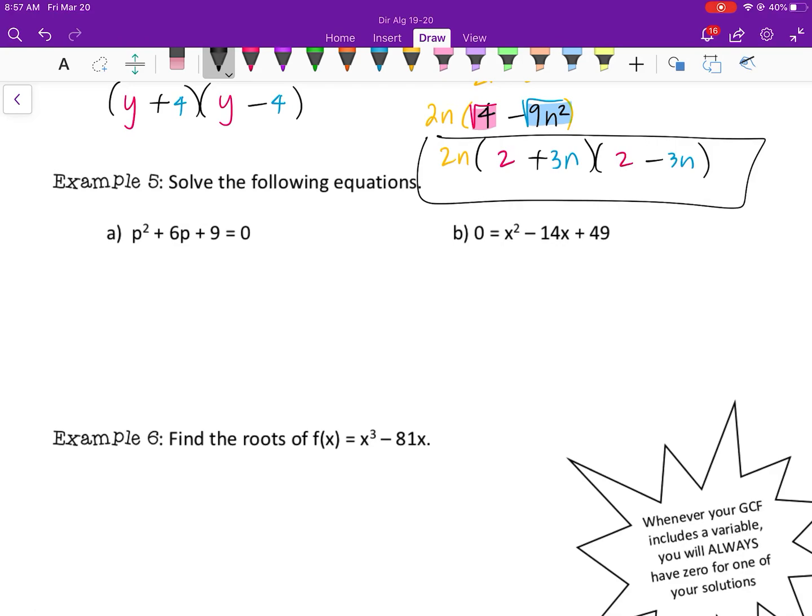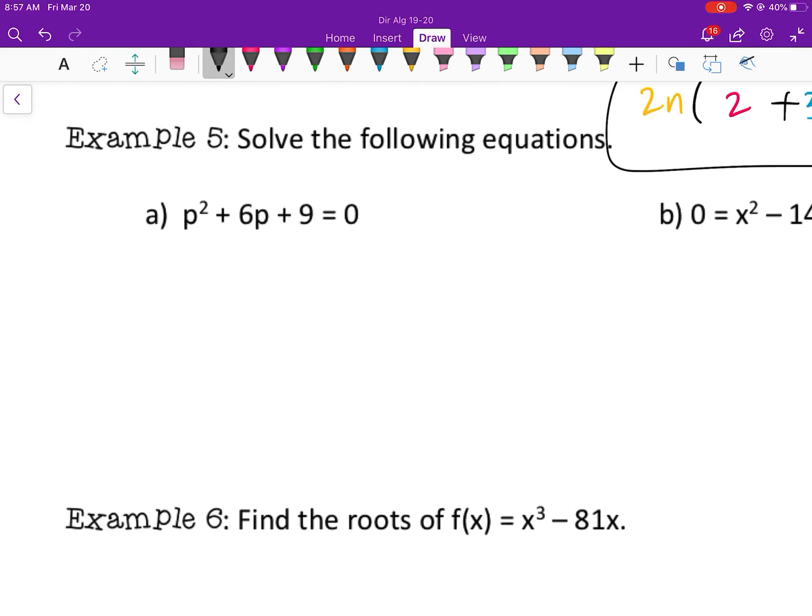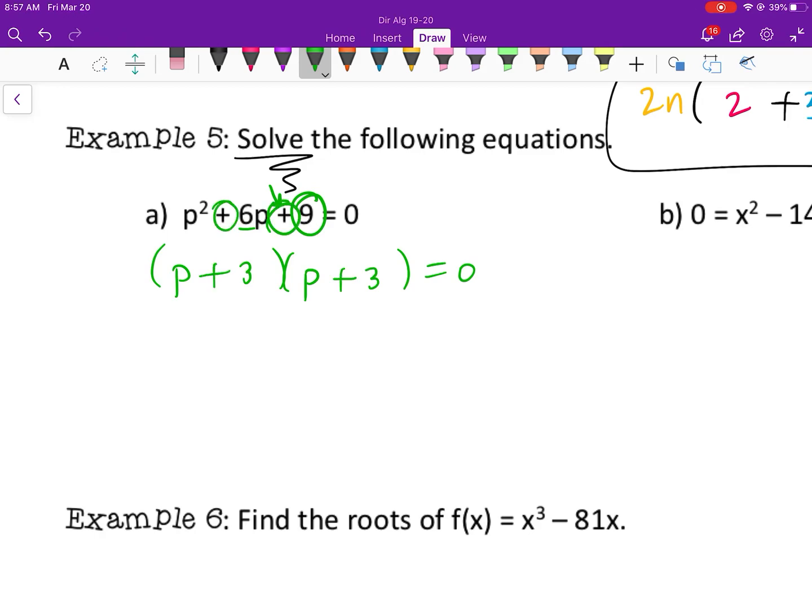Example 5, we're putting it all together. Now we're factoring and we are solving. So if we solve, remember we take it one step past setting up our parentheses, we set those parentheses equal to 0. So example A, we can factor just like we always have, where we set up our parentheses and we start with our variable, numbers that multiply to 9 and add to 6. That's going to be 3 and 3. My signs are the same, they are both plus. P plus 3, P plus 3. Now, if from here you notice that they're the same set of parentheses, when you solve them, you're going to get the same thing. So you can really just solve one set of parentheses by setting it equal to 0.